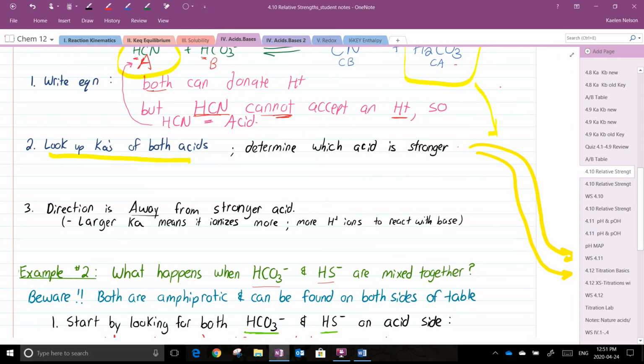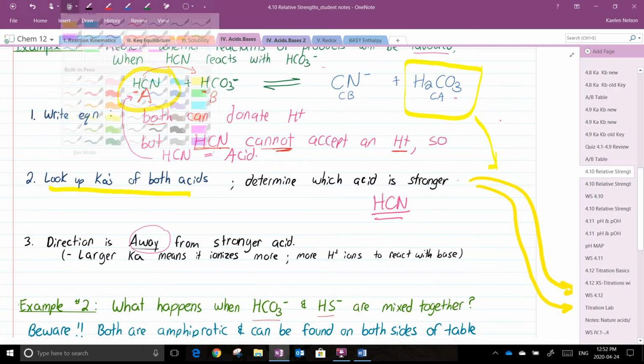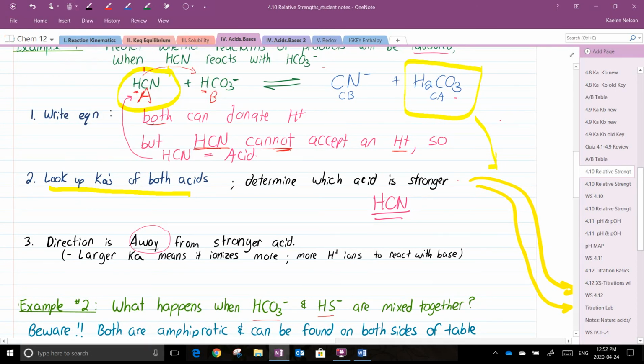Okay, so our next step, determine which acid is stronger. It is HCN. And then the direction will be away from the stronger acid. So if I go back up to my equilibrium, HCN is here, which means my entire equilibrium will proceed this way. So in that case, it's going this direction, or if you are answering in words, you could say that it's going toward products, or products favored.